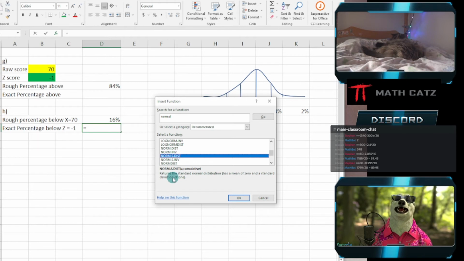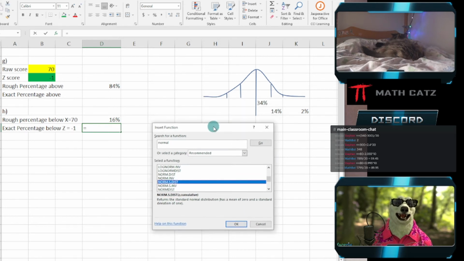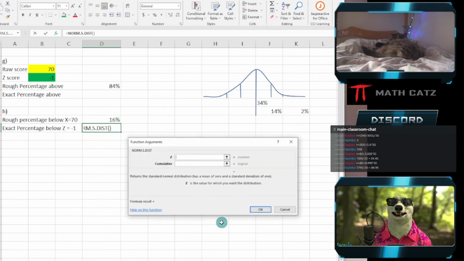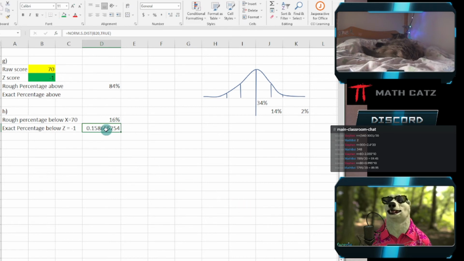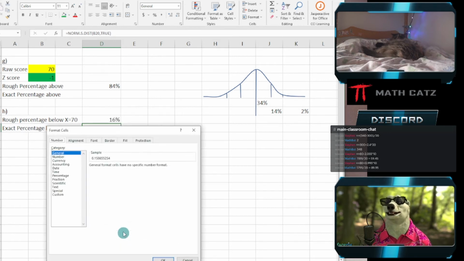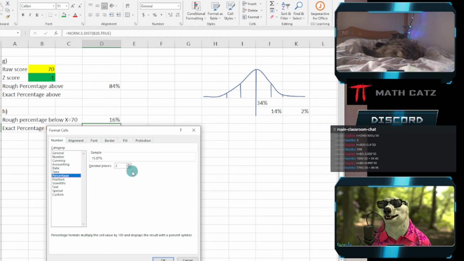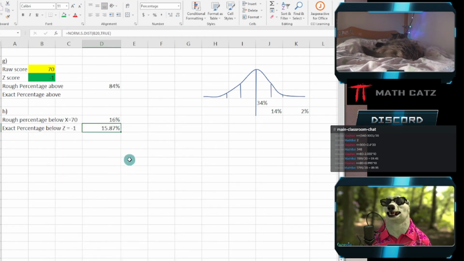So again, I'm returning the standard normal distribution, the probability, the percentage, cumulative, given a z-score. And in this case, my z-score is negative 1. Doesn't really matter. I'm just going to reference that one in case in a bigger question, maybe I am going to update that. Then everything is connected to the original input cells. Cumulative will always be true for our use. And we get our answer, but it looks like too many decimals. I'm going to right click and format that cell to just be percentage showing 2 decimal places. So it's not too messy.